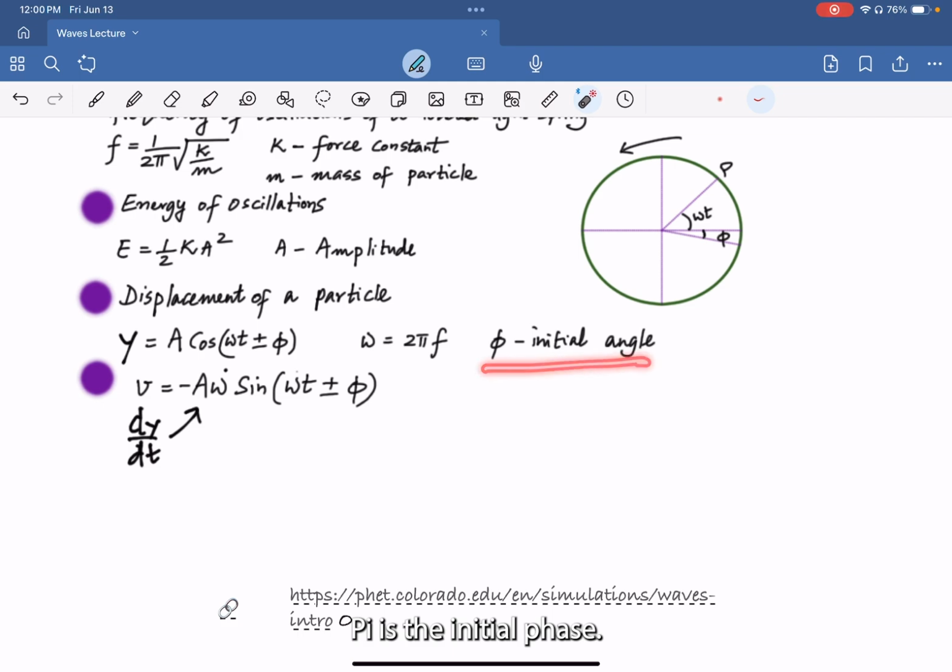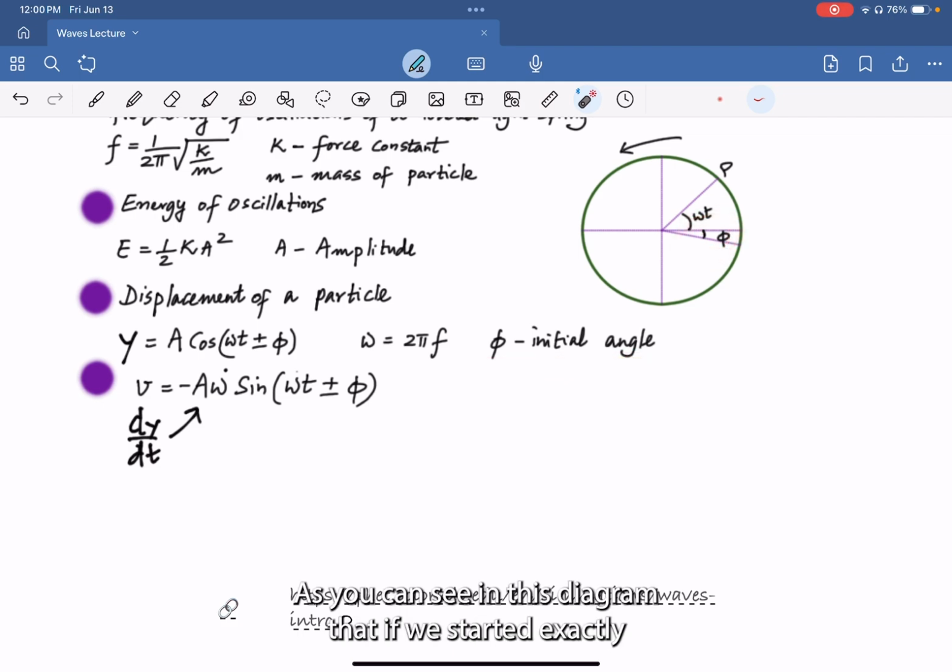Phi is the initial phase, and it could be 0. You can see in this diagram that if we started exactly when the particle was here, phi would be 0. If you start a little before, phi is negative, and then here it's positive. So phi shows the initial angle.